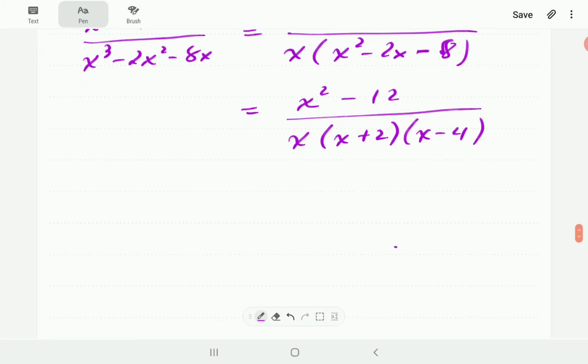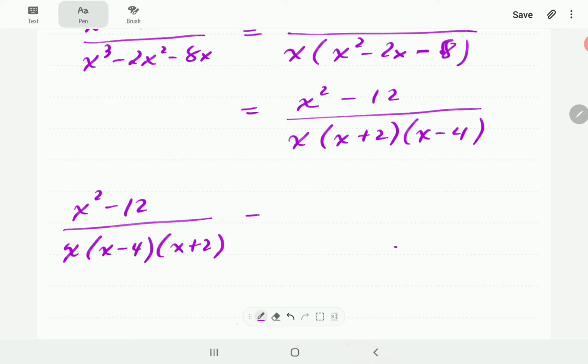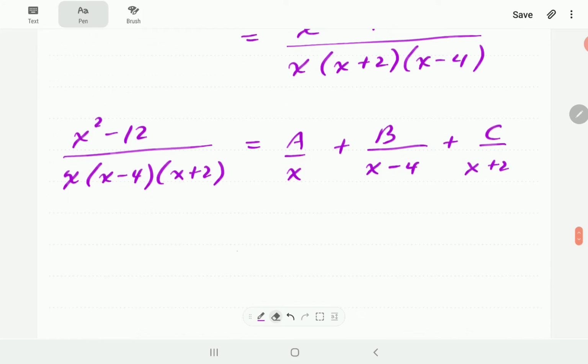And so we are going to write this out and decompose it into partial fractions. We're going to have 3 partial fractions because we've got 3 distinct linear factors. So we're going to have A over x plus B over x minus 4 plus C over x plus 2, where A, B, and C are numbers we need to find.